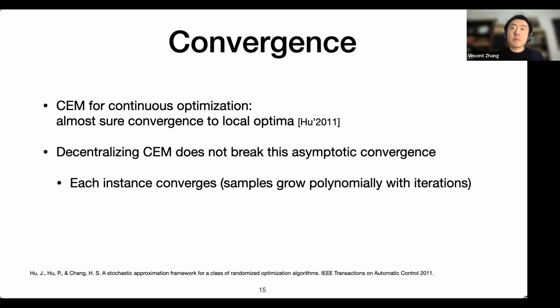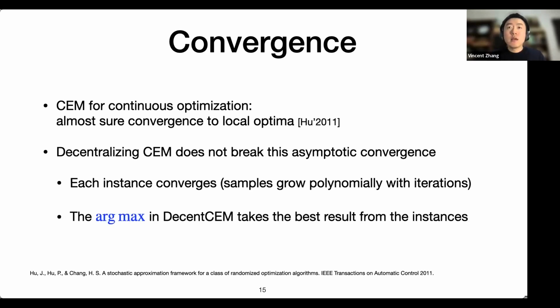The reason is, in theory, they assume that the samples grow polynomially with iterations. And of course, when you use a constant number of instances, it's not going to break that. So each instance still converges. And this argmax would take the best result. So the end result would still be convergent to the local optimum.